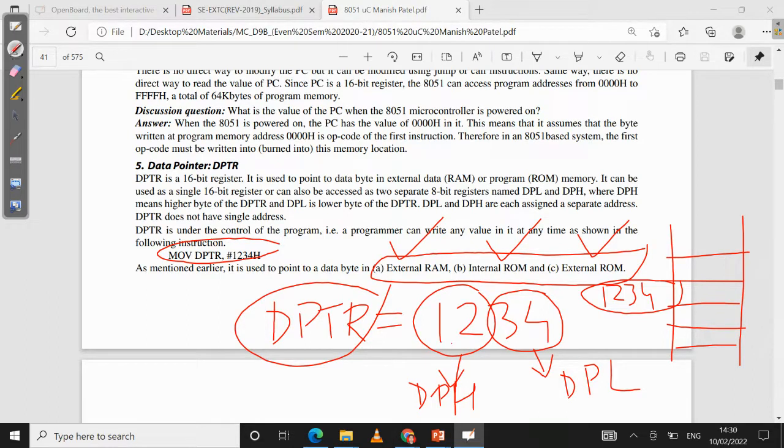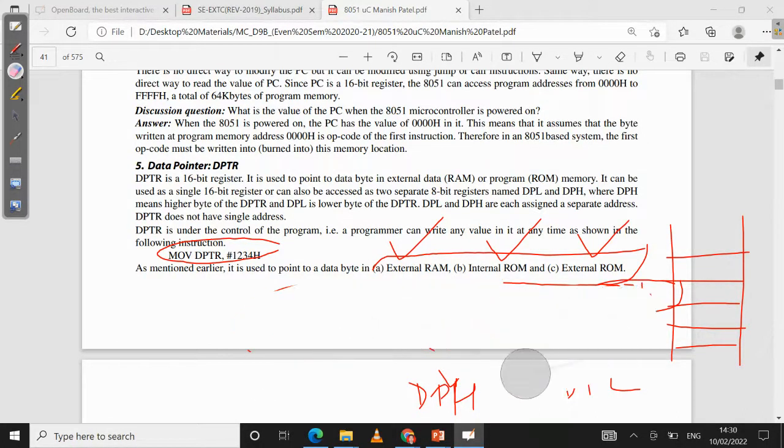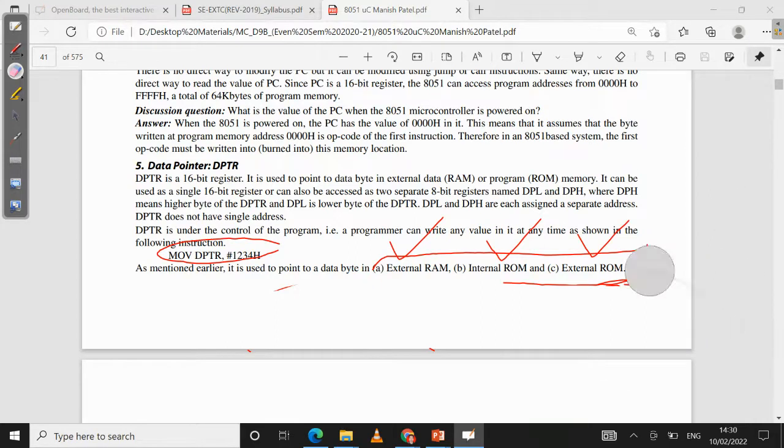Is it clear to everyone? The concept of DPTR and how it is associated with external RAM, internal ROM, external ROM. Is it clear to everyone? The concept of DPTR and the memory. Am I audible? Yes, sir. So is it clear? With this understanding, we'll proceed further.